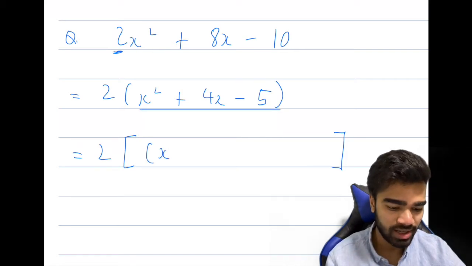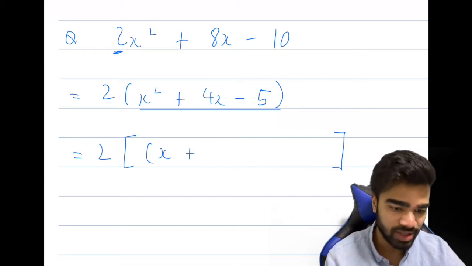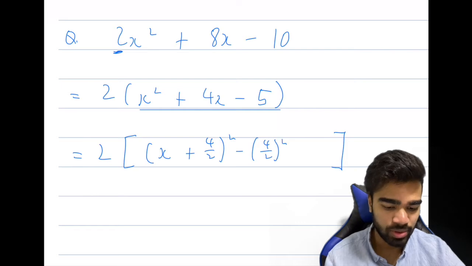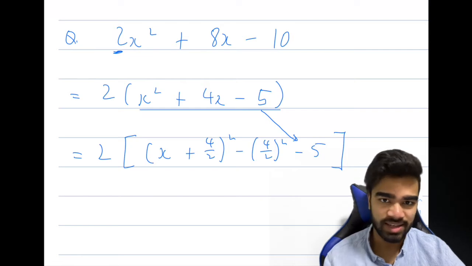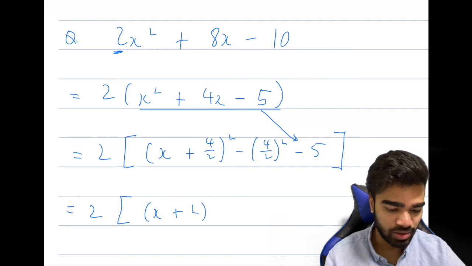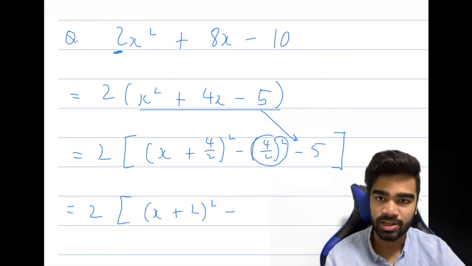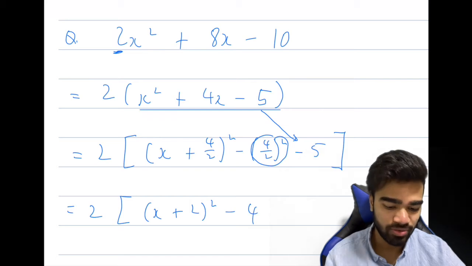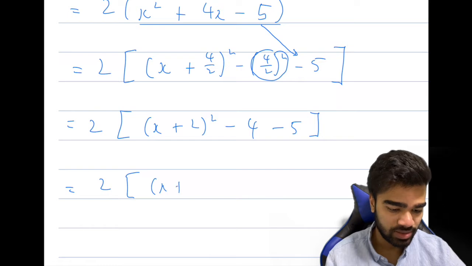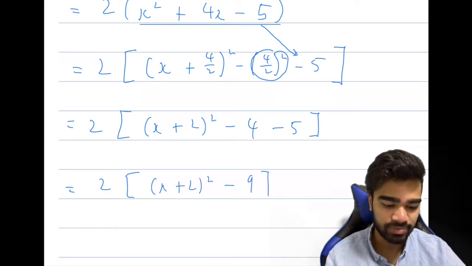So open another bracket, x plus b on 2, so 4 divided by 2, squared. Again, b divided by 2, so 4 over 2 squared, minus 4 over 2 squared, and then this negative 5 comes down here, minus 5, like so. Okay, it's the exact same thing, except there's a 2 on the outside. So square brackets again, x plus 2 squared minus, this becomes 4 divided by 2 is 2, 2 squared is 4, minus 5. So the final answer, 2 times (x plus 2 squared minus 9), like so.